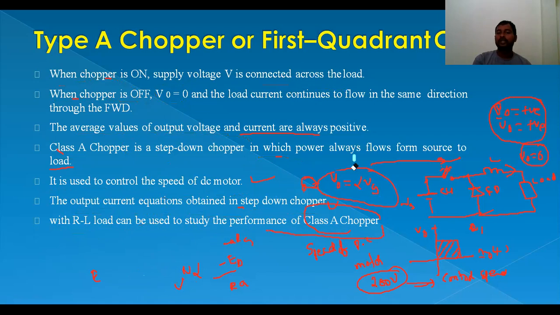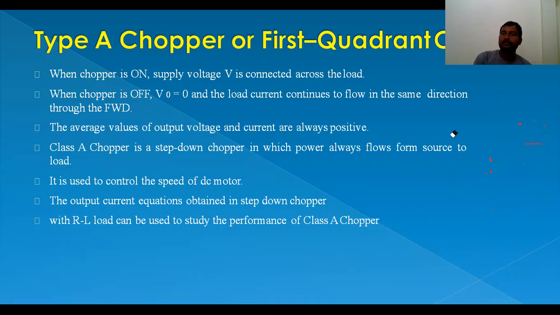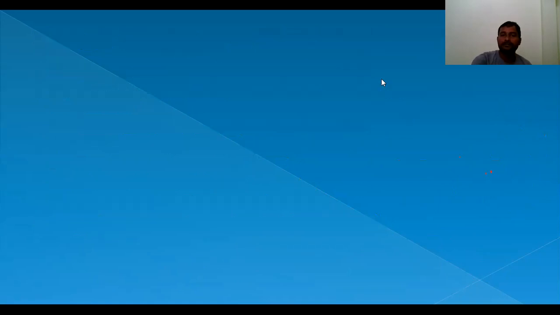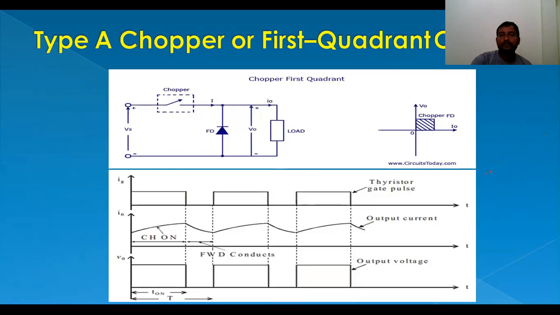The key points in the class A chopper are: the class A chopper is a step down chopper, and the class A chopper operates in the first coordinate with the RL load. Let me show the diagram. So look at this one. This is the class A chopper.